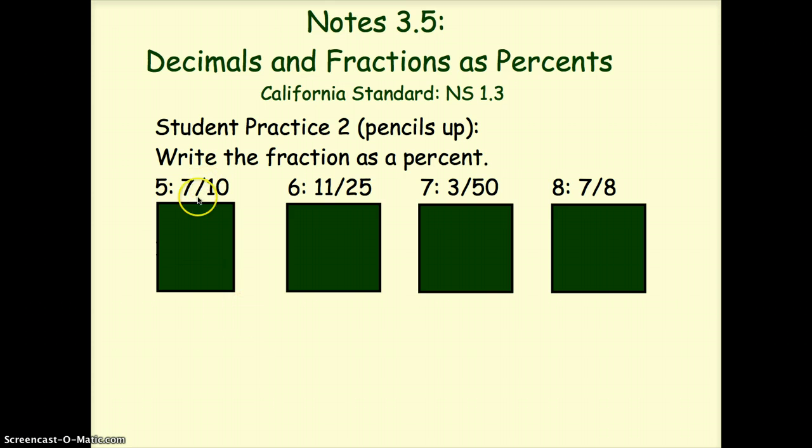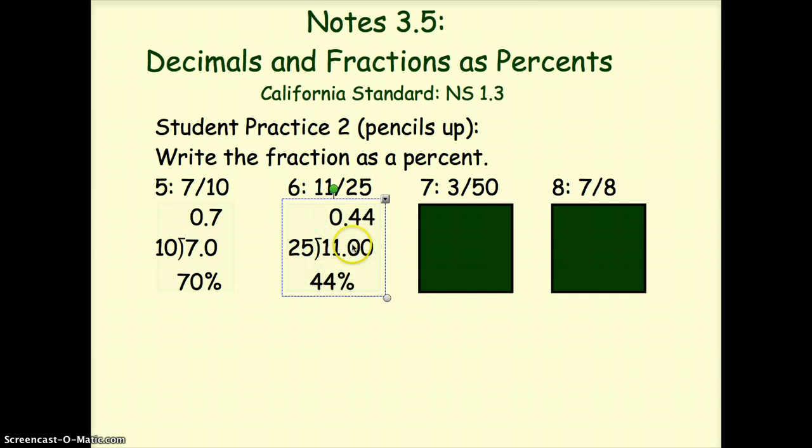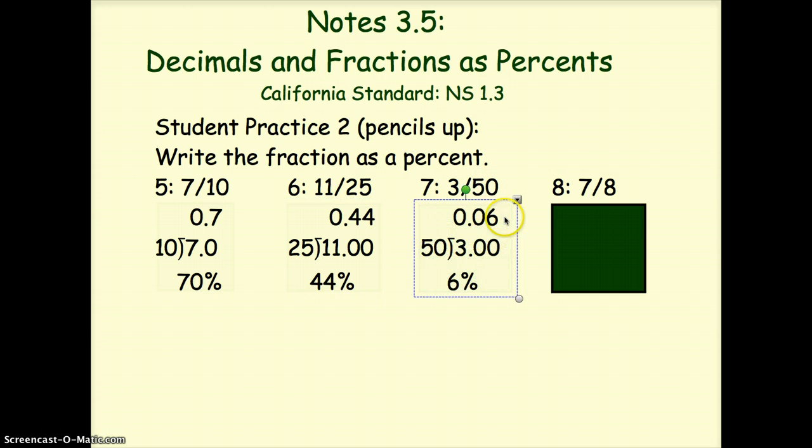Okay, welcome back. On number 5, you could have either multiplied both of these by 10 or done a simple division problem. Either way, you would have ended up with 0 and 7/10. And then we're going to go ahead and turn 0 and 7/10 into a percent. Okay, so now taking a look, we've moved our decimal 2 places. We end up with 70%. Problem number 6, again, you can multiply both of them by 4 or divide 25 into 11, and we'll end up with 44, which is the same thing as 44%.